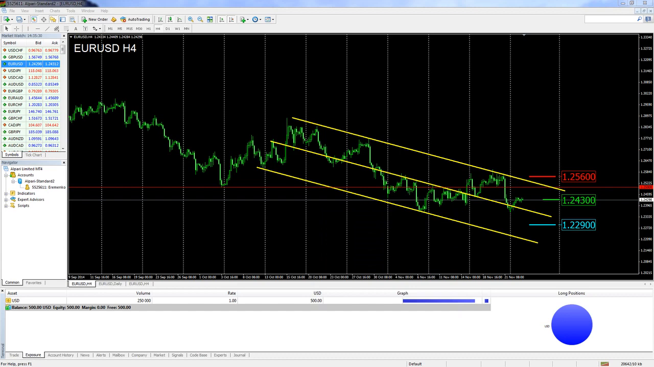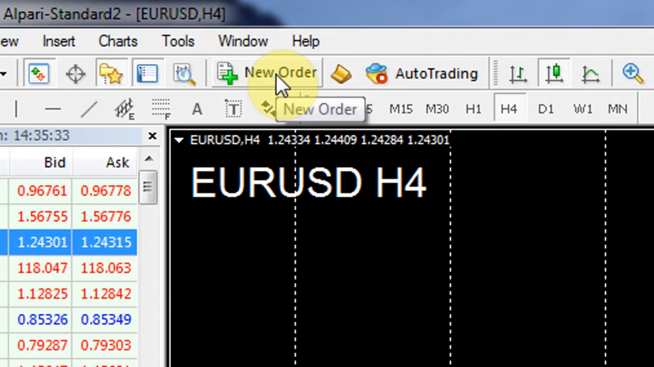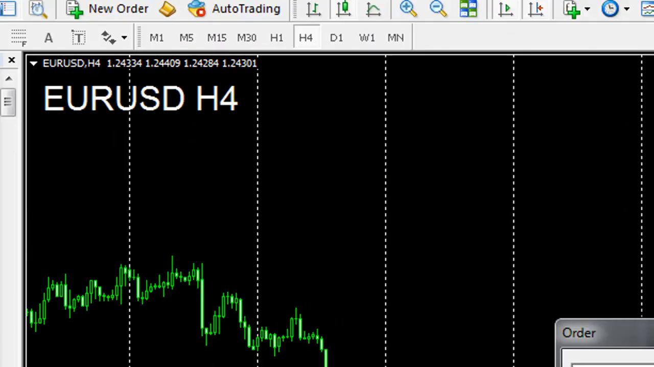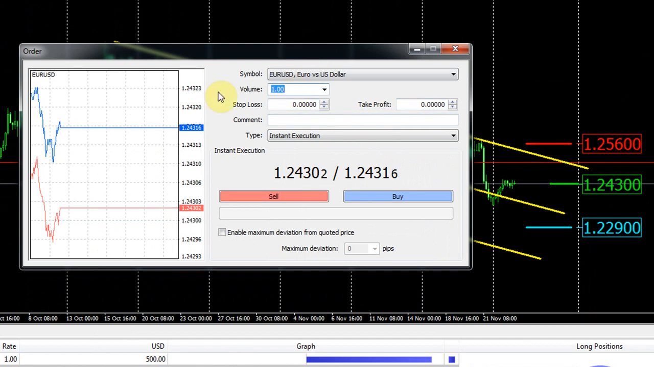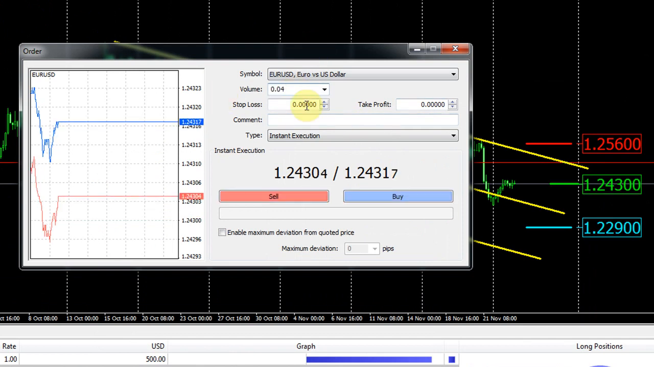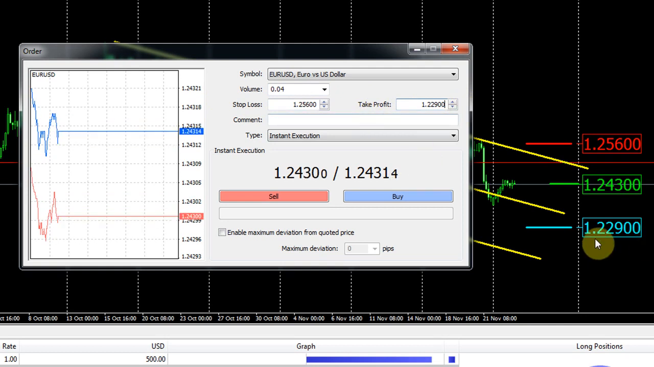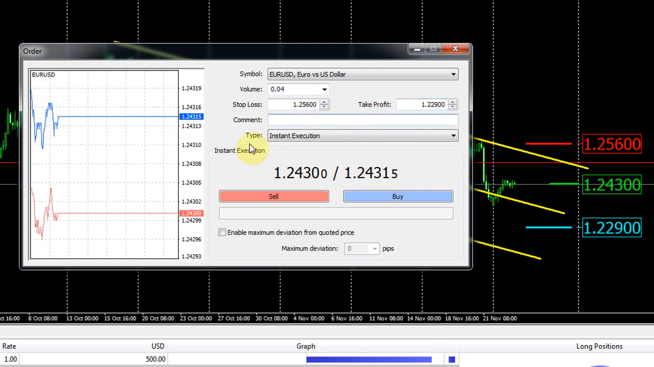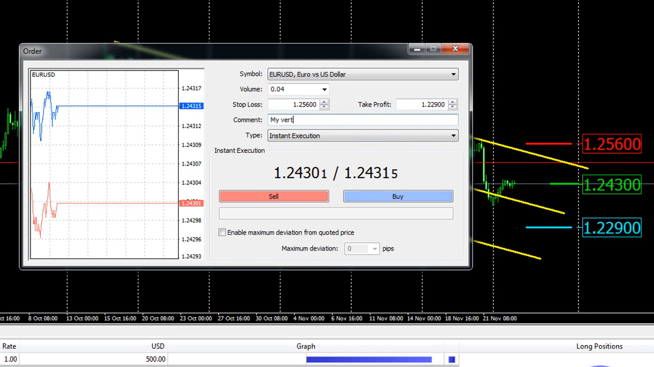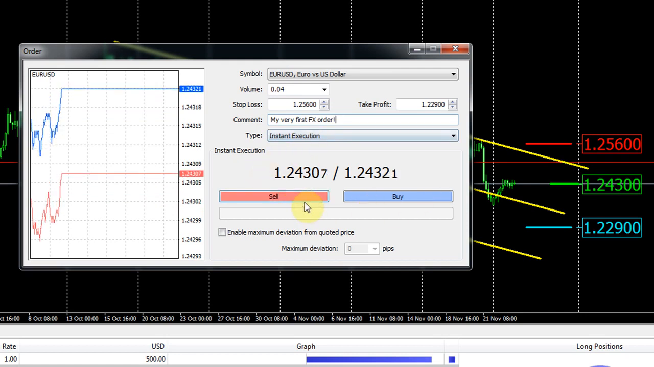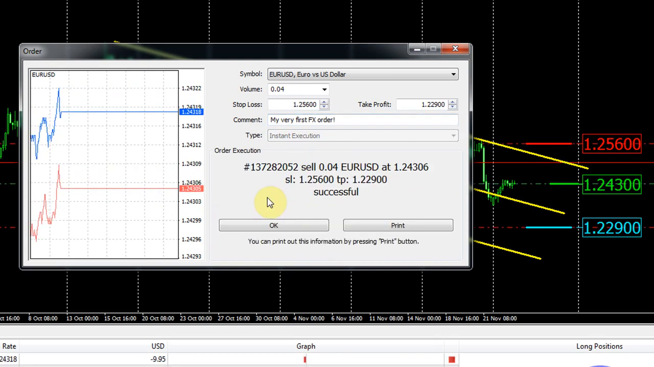Now we're going to click this new order button up at the top here. And in these boxes, we're going to specify all of our parameters. So it's 0.04 lots. Stop loss, we're setting at 1.25600. Take profit, we're setting at 1.22900. That's the blue price over there. The comment is going to be my very first FX order, exclamation mark. And this is going to be a sell order, so we click sell, and there you go.